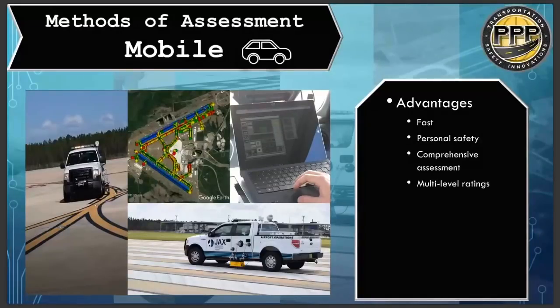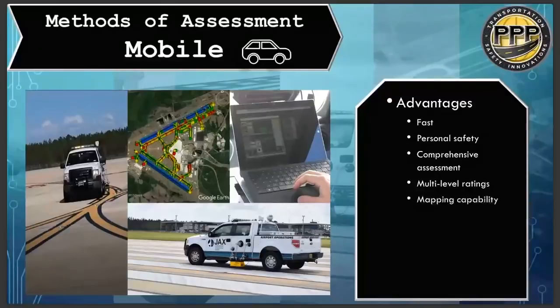Multi-level ratings. Instead of just a pass-fail, you can say, well, this is good. This fails. This needs to go into maintenance within the next 6 to 12 months. And this one's going to last. We don't really need to worry about that for about a year. And then this one, who knows when I'll have to be back out on it.